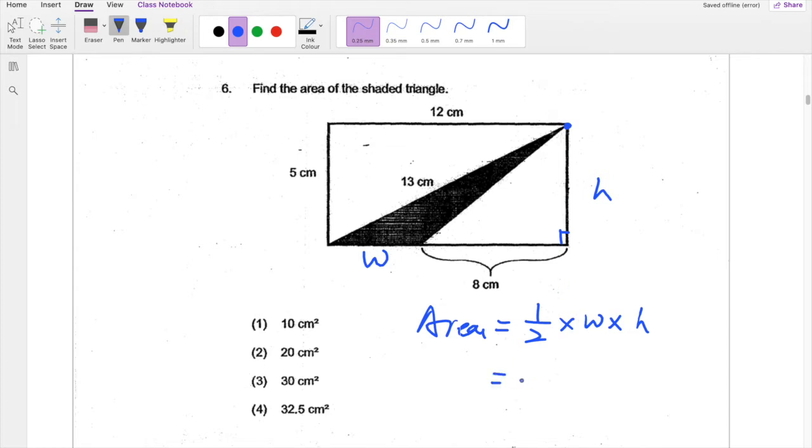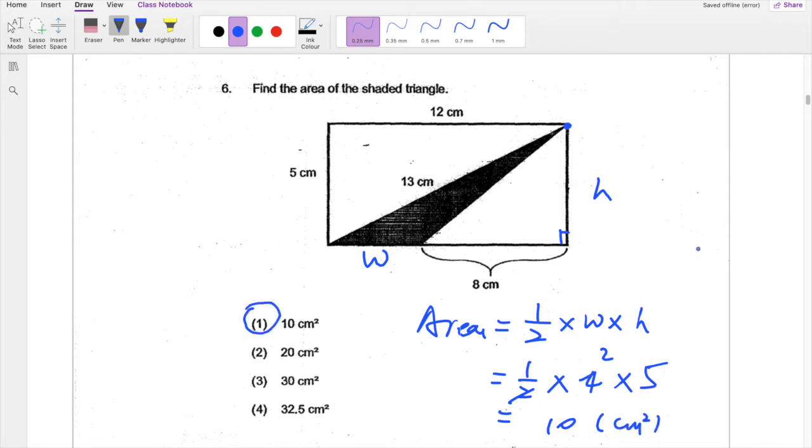So this equals half times this base. We see this is a rectangle, so the base is 12 minus 8, which is 4, times the height, which is 5. Half times 4 is 2, times 5, so the area is 10. The unit is centimeter square.